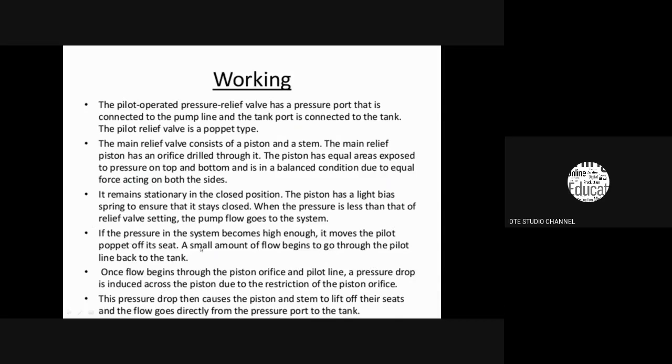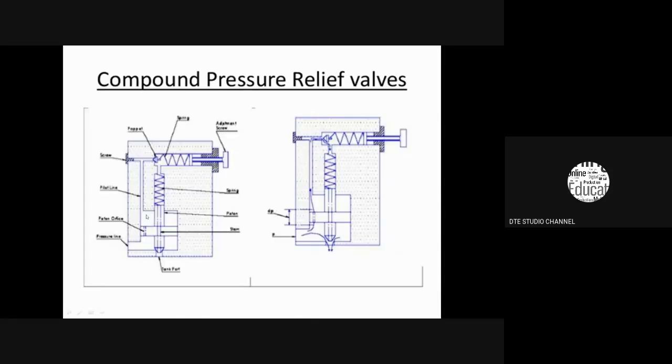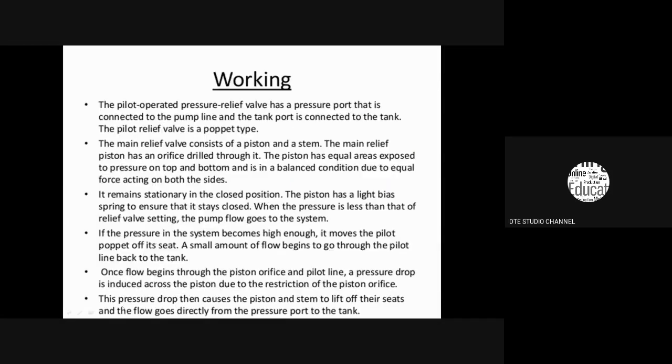A small amount of flow begins to go through the pilot line back to the tank. Once flow begins through the piston orifice and pilot line, a pressure drop is induced across the piston due to the restriction of the piston orifice. Because of the imbalance at the two ends of the piston, this pressure drop then causes the piston and stem to lift off their seats.